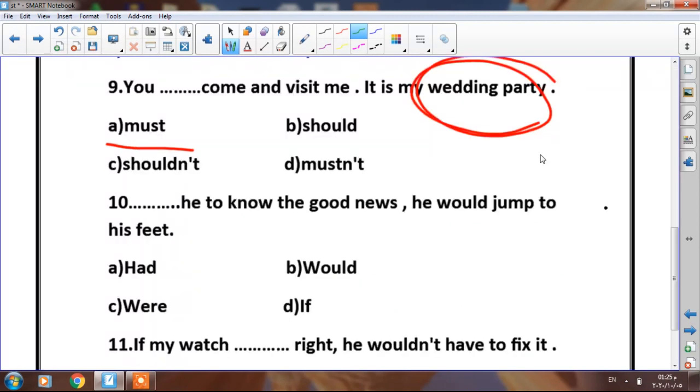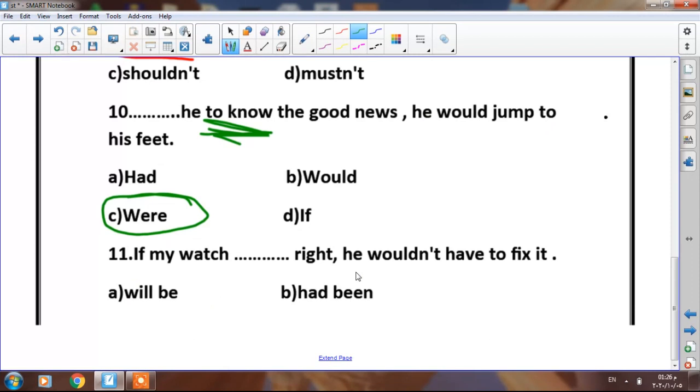Starting from number 10, we are going to revise some sentences depending on if. Does he to know? We have here to plus infinitive. Who can tell me, who is the excellent one who would tell me? Here we have to plus infinitive, so we will choose where.